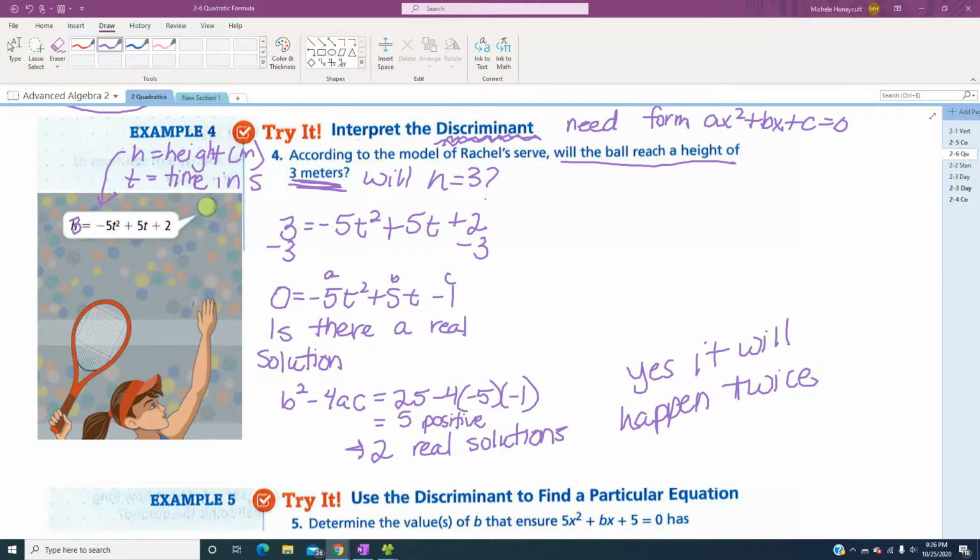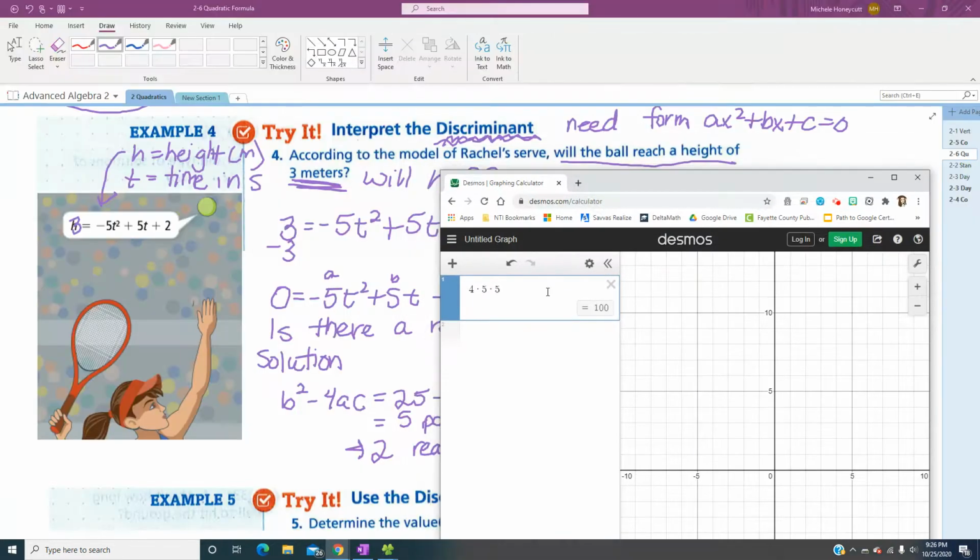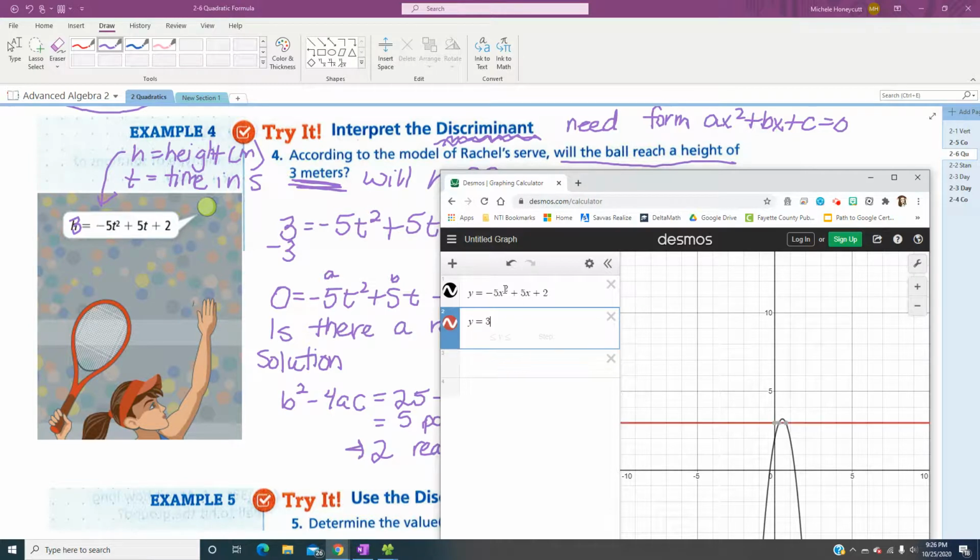Let me just pull Desmos right over here. All right, so what I could do with Desmos is I could type in Rachel's model, but I need to use x's and y's instead of h's and t's. So y equals negative 5x squared plus 5x plus 2. And that's Rachel's model, and I want to see if that ever hits 3. Oh, I should type in y equals 3 to make it align. Does it happen? Oh, look, it happened twice.